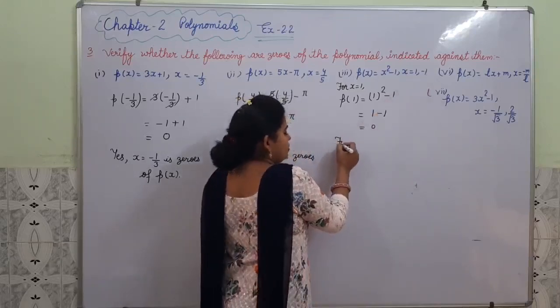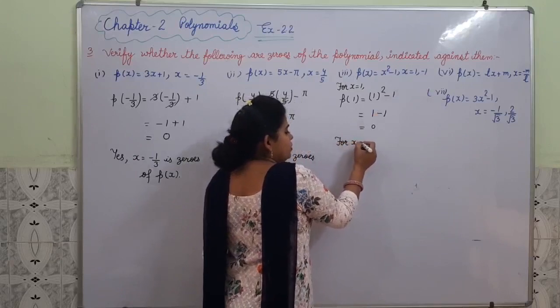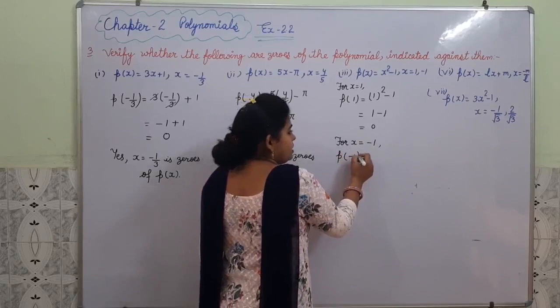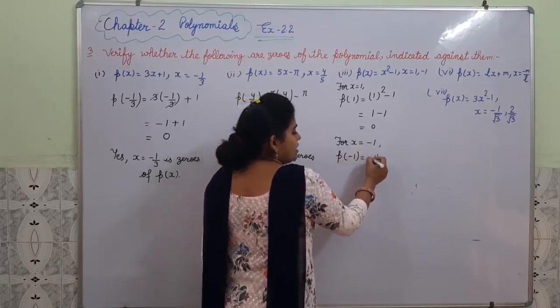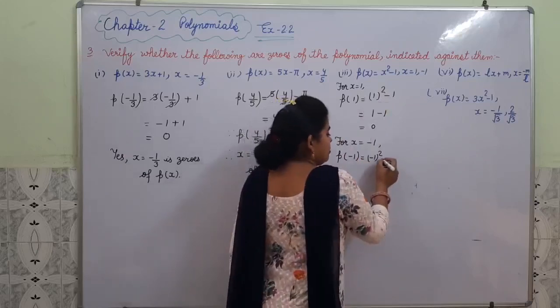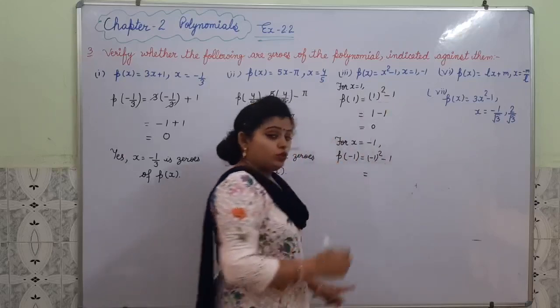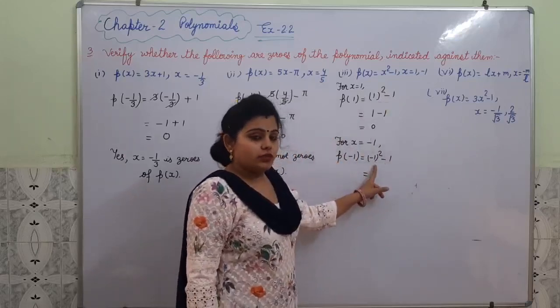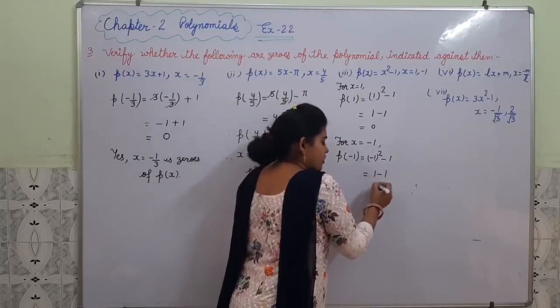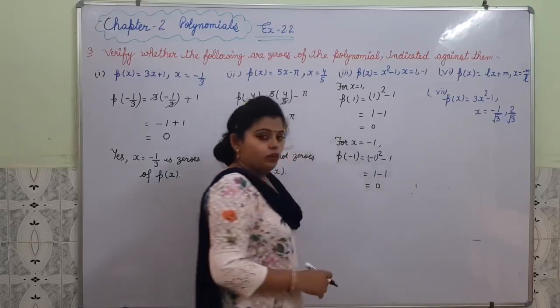For x is equal to minus 1, P of minus 1 is equal to minus 1 square minus 1. X square means minus 1 square minus 1. And dear students, what is the square of minus 1? Square of minus 1 is 1, minus 1, and it is equal to 0.